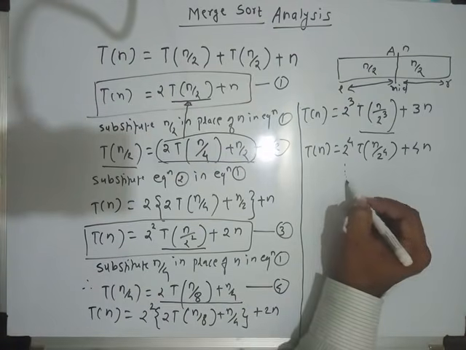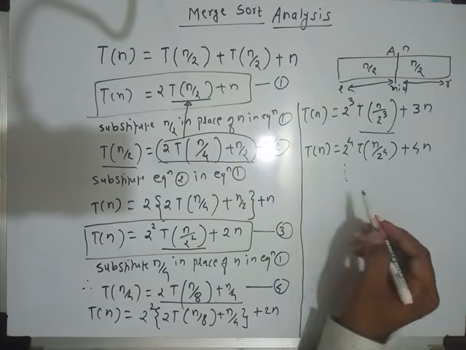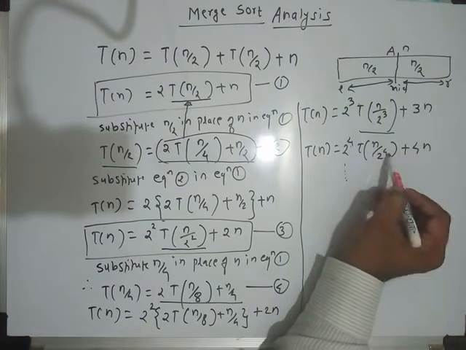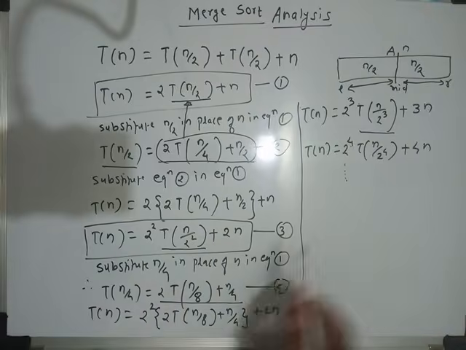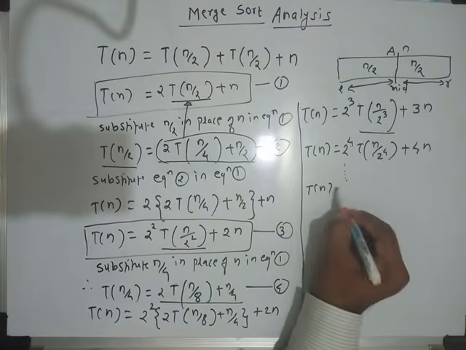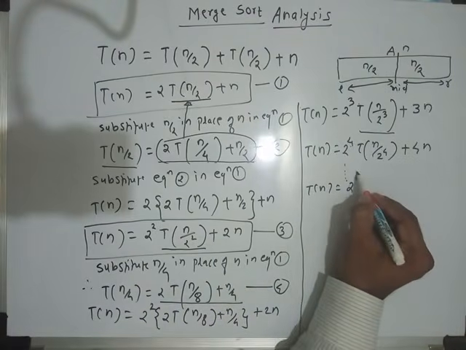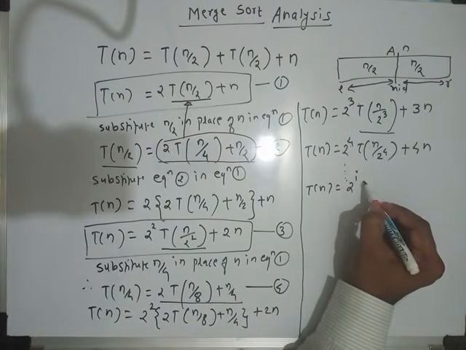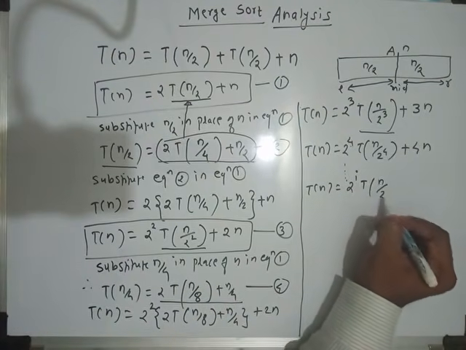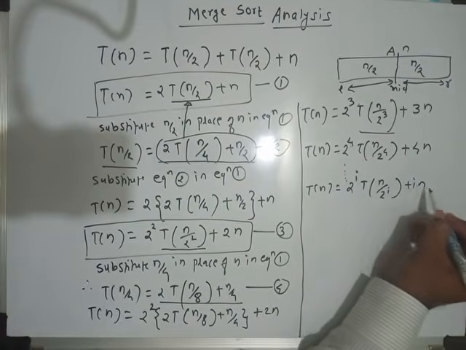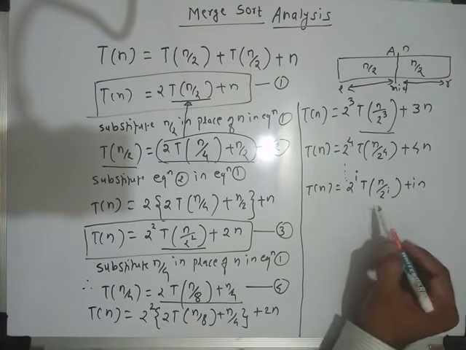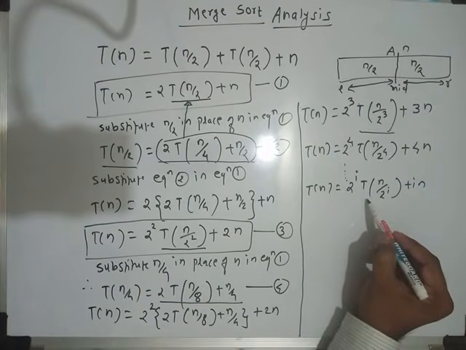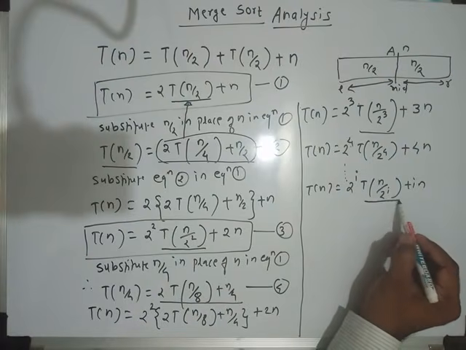And likewise, if you continue and try to derive the pattern here, the pattern is like this: 4 4 4, 3 3 3, 2 2 2, right? That means in general I'll have t of n equal to 2 raised to i, let's say in the ith step, 2 raised to i into t of n upon 2 raised to i plus i n, right? So this pattern will come, but I'll still not be able to get rid of this t term. So how will I get rid of this t term?